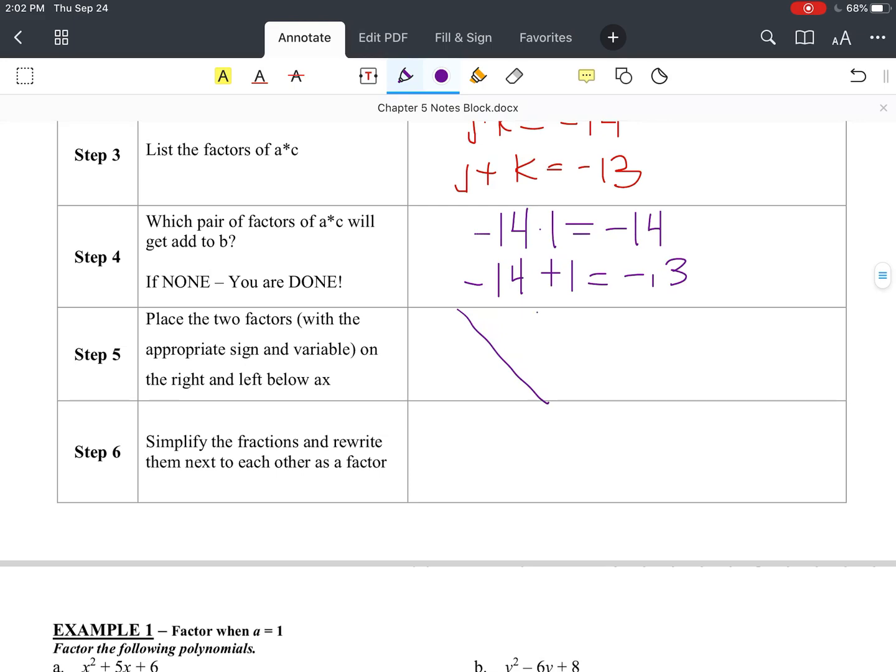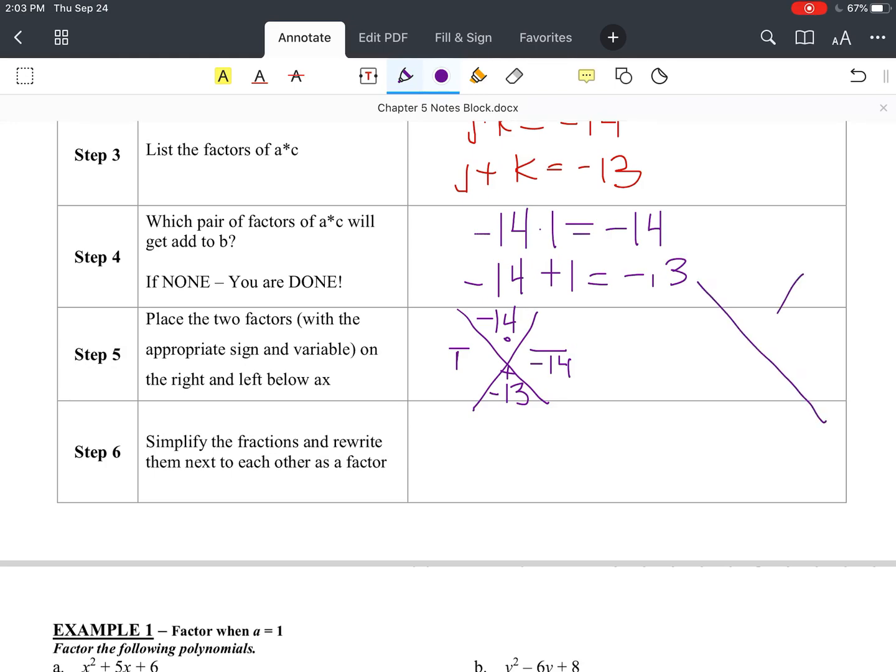So now we're going to go back to my x. AC is on the top, so negative 14 is on the top. B is on the bottom, so negative 13 is on the bottom. And I now have my two numbers that multiply to negative 14 and add to negative 13. So I'm going to write them on the bottom of the fraction. I'm going to write 1 on one side, it doesn't matter, and negative 14 on the other. On the top of my fraction goes AX.